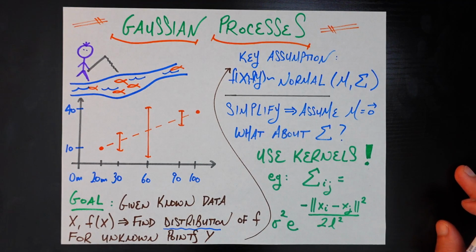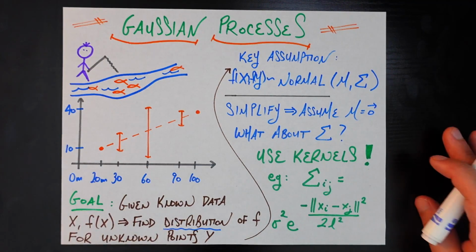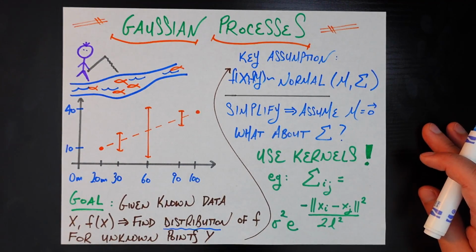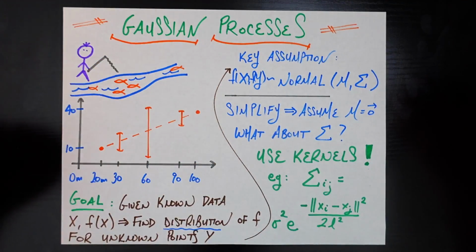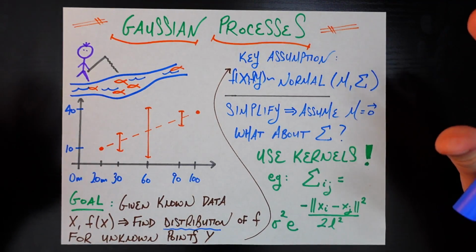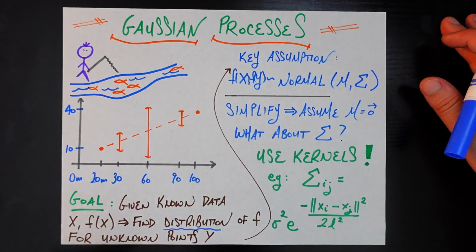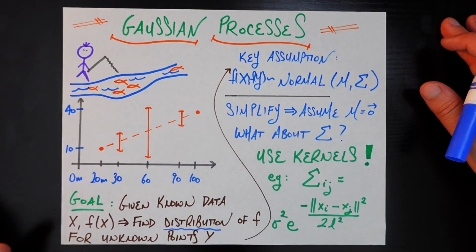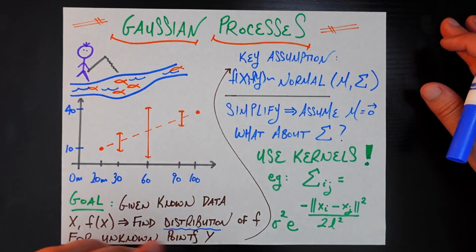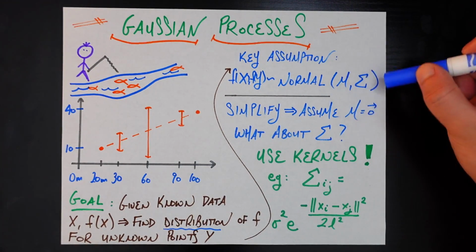Gaussian process regression is exactly trying to find the distribution around some unknown quantities given some known data that we already have. And as the name Gaussian process would suggest, we are going to make a key assumption here, which is good to point out that it's an assumption, that these distributions, this f of x and this f of y, or the number of fish for known points and the number of fish for unknown points, is going to be distributed normally with some mean mu and some covariance matrix sigma.